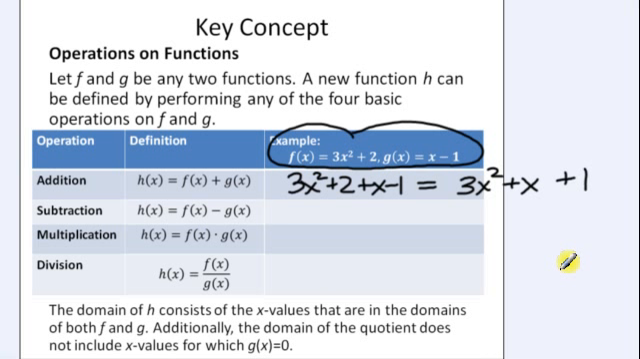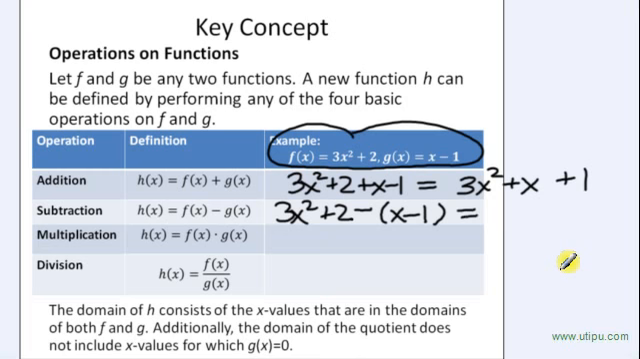Subtraction works in a similar way, but I need to be careful with signs. For subtraction, if I want to take 3x squared plus 2 minus g of x, now g of x is the whole quantity of x minus 1. So I'll put parentheses around that to remind myself that I'm not just subtracting the x, I'm also subtracting the negative 1.